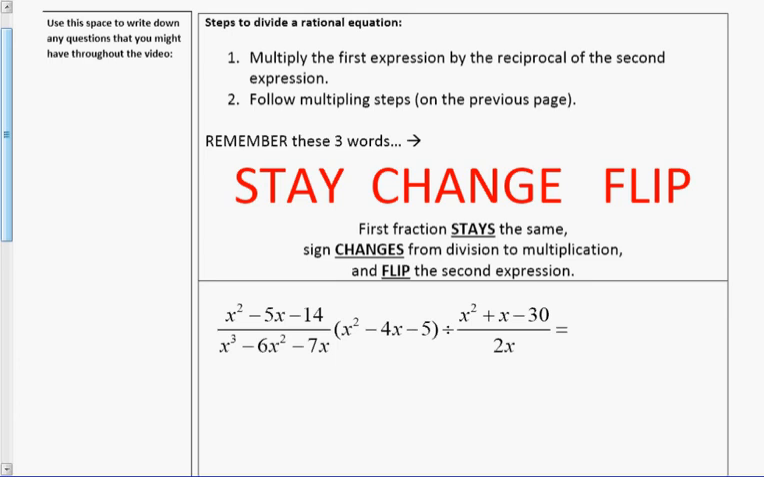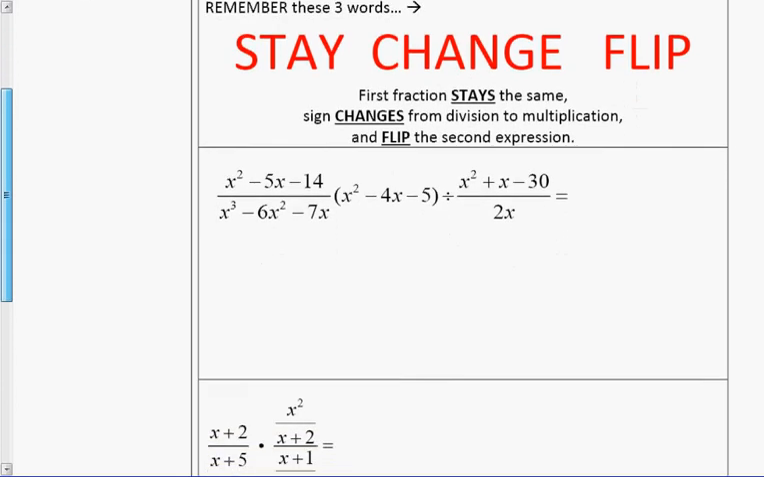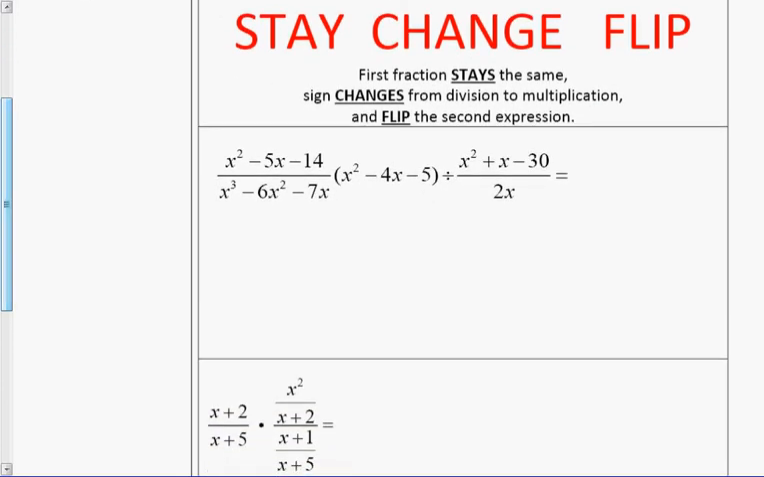So remember these 3 words. I've been teaching this for 6 years. These 3 words are going to help you learn how to divide a rational equation, because I have to be honest with you, there is no such thing as dividing a rational equation. All you're doing is stay, change, flip, and you're multiplying. So you can look at dividing rational equations as multiplying rational equations, which is what we just did. So remember, stay, change, flip.